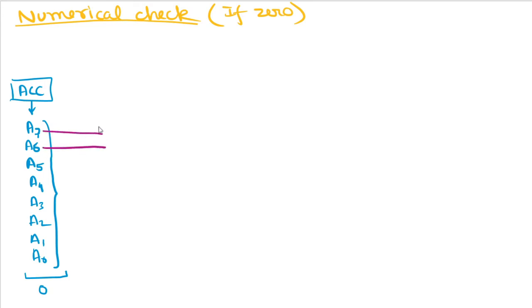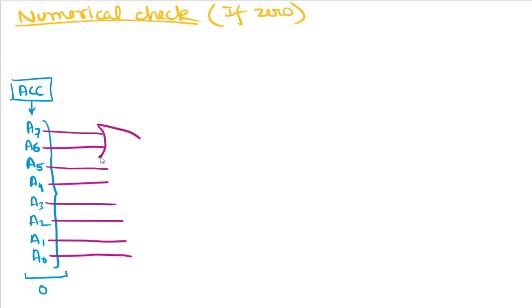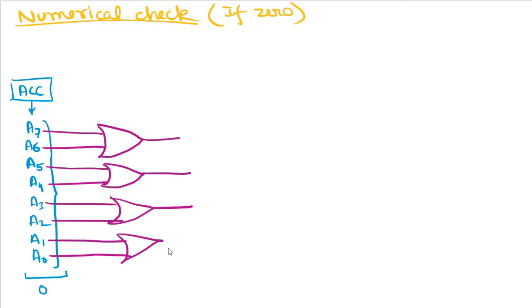So let me build a circuit here. Let me take the combos here. Let's take A0, A1, A2, A3, A4, A5, A6, A7, these combos, and let's pass them through OR gates. If we pass them through OR gates, we will get 4 values, 4 bits, as a result.